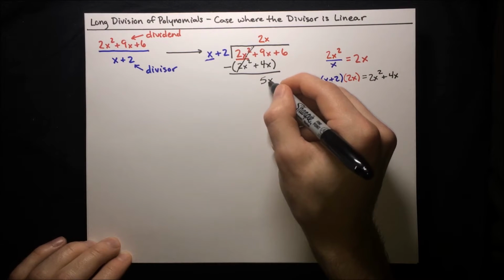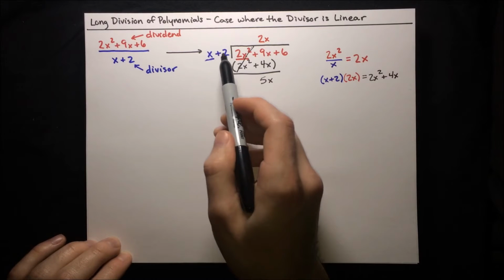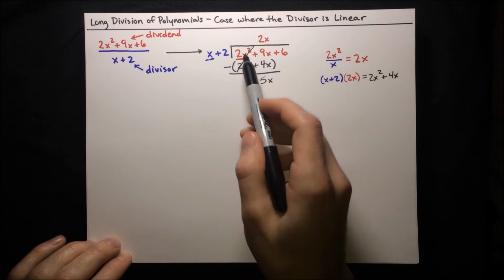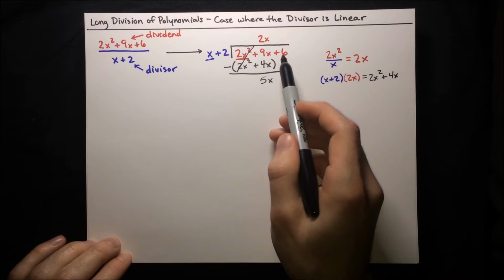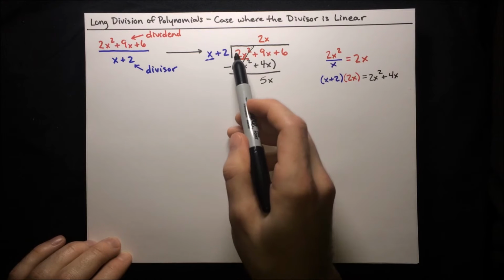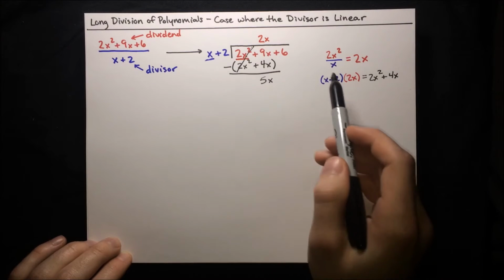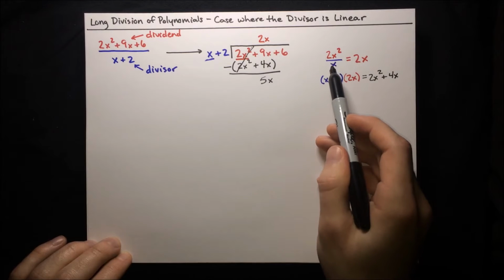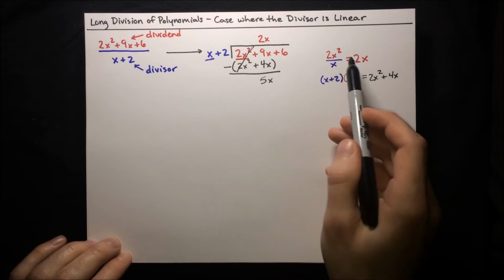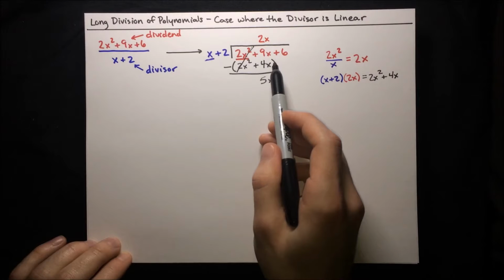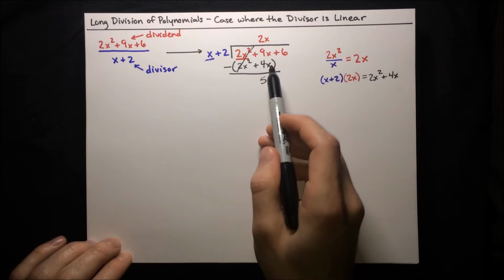So just to recap what we've done so far, we've asked how many times does x plus 2 go into 2x squared plus 9x plus 6? Well, to start off, x goes into 2x squared 2x times. We found that by dividing 2x squared divided by x. That's how we got the 2x. And then we have to subtract off the result and see how much is left over still.